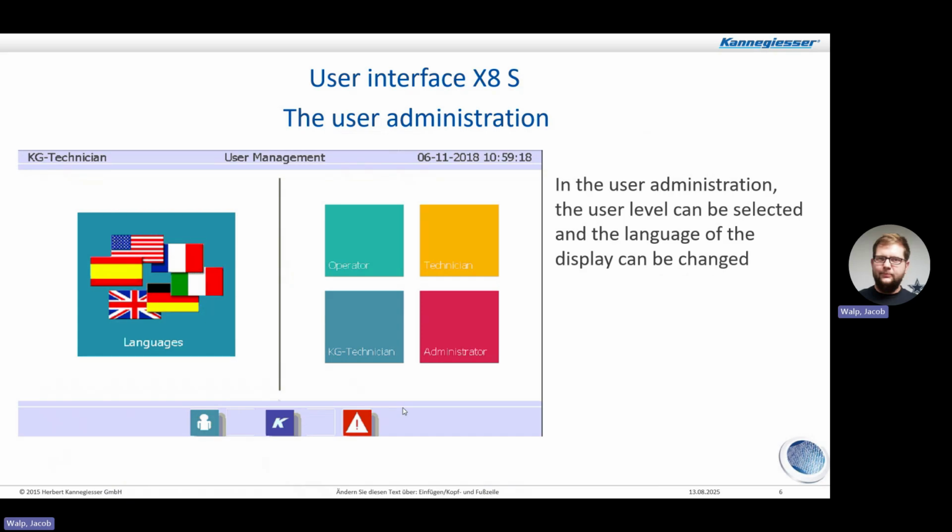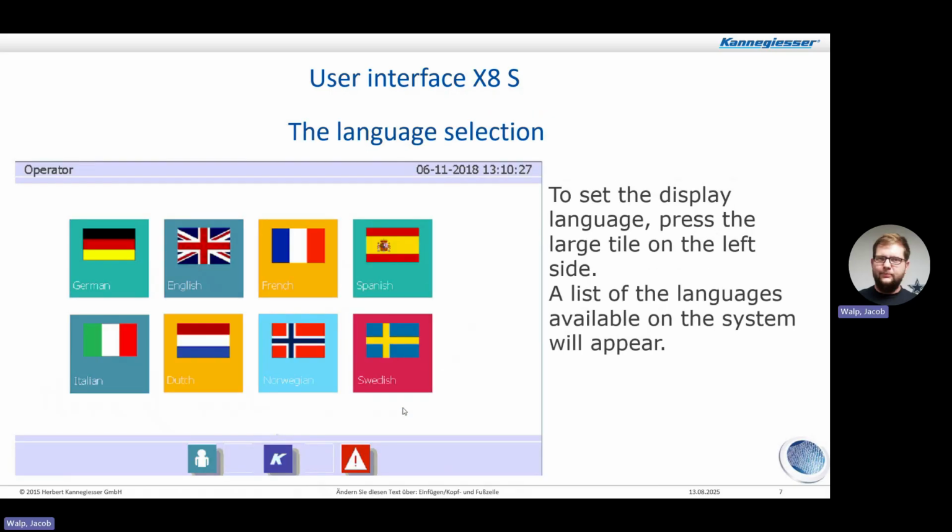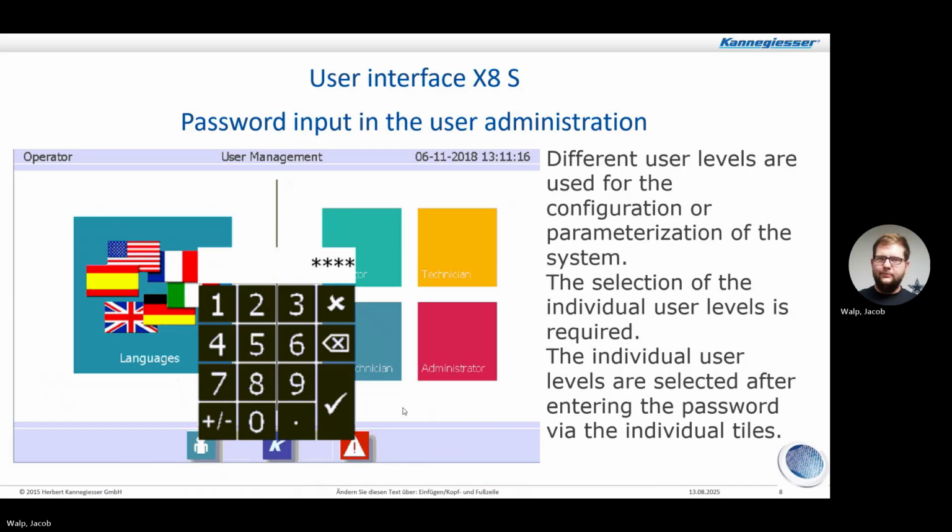In user administration, you can select a language or sign in to the applicable level that you need to be. To change the language, you select the language and then select the correct language that you'll need. You have different user levels: user, technician, KG technician, and admin. User is just for the operator. Technician and KG technician are used for maintenance. Administrator is mainly for programming.